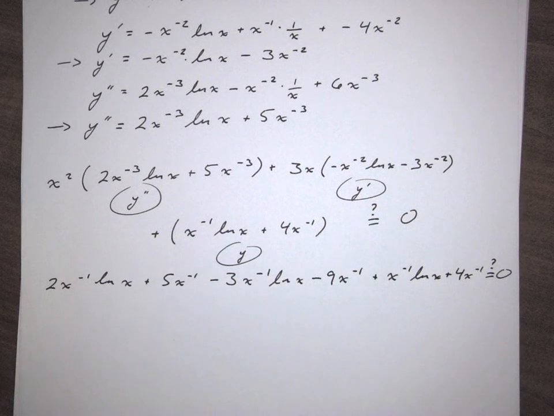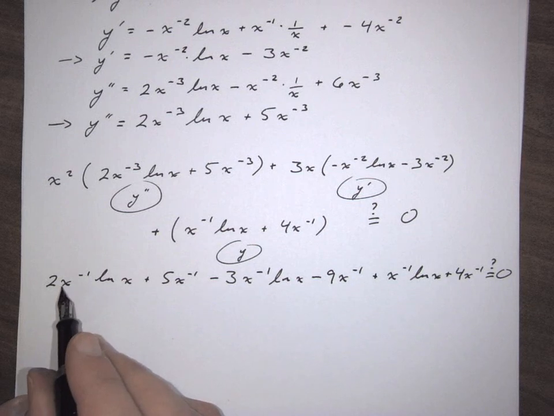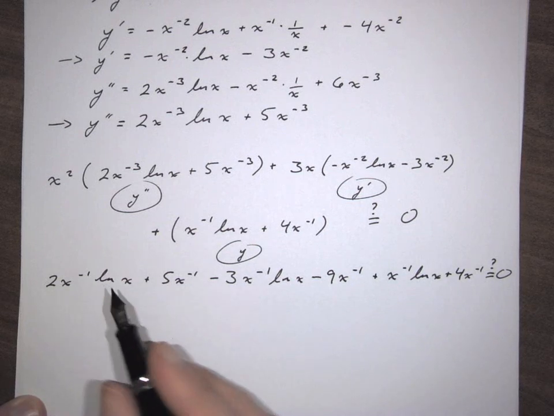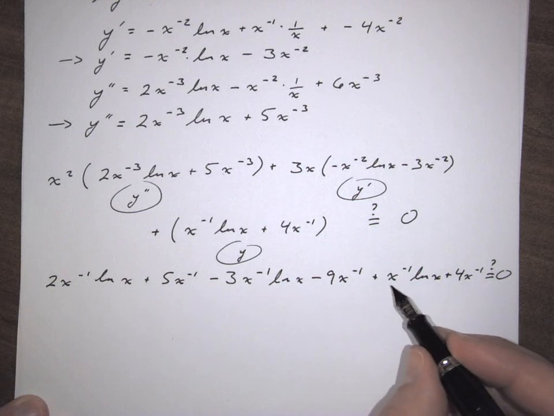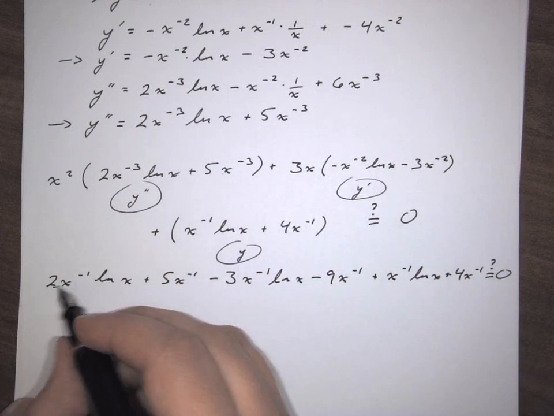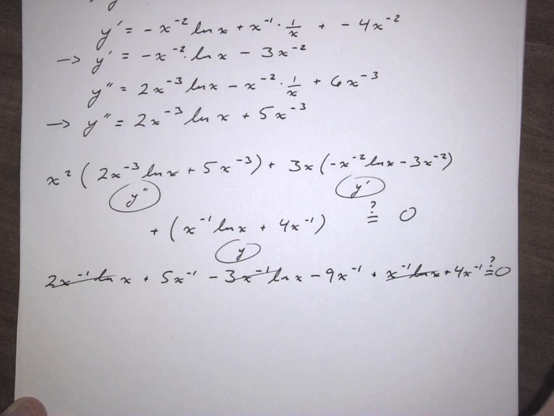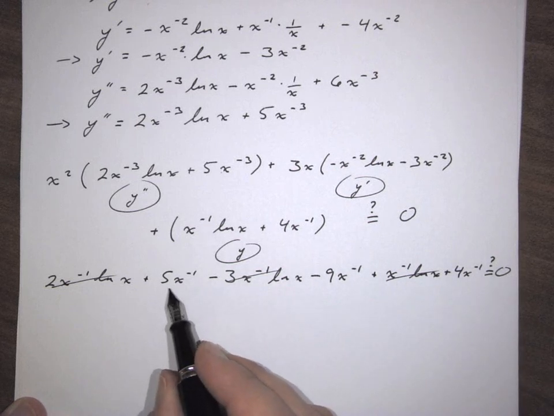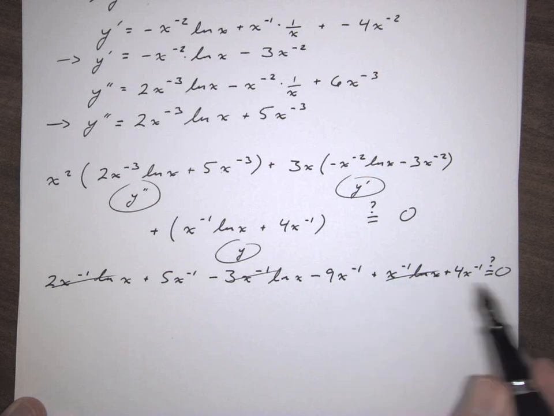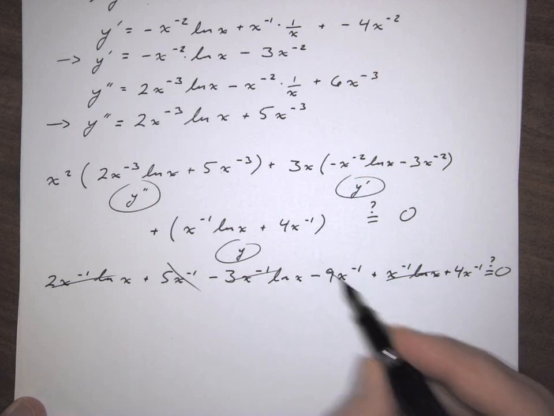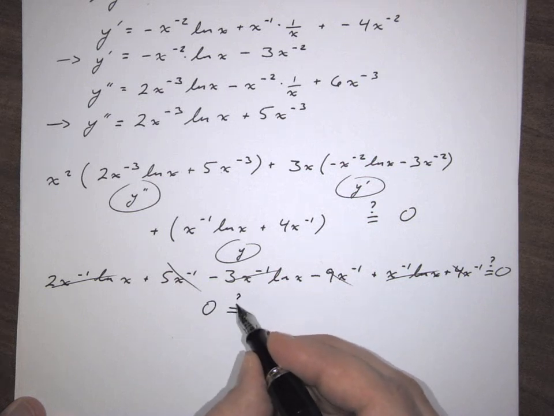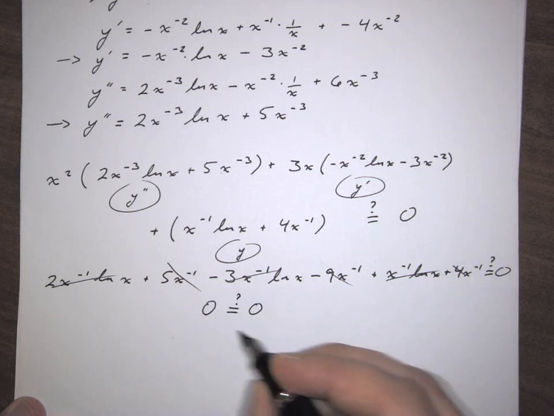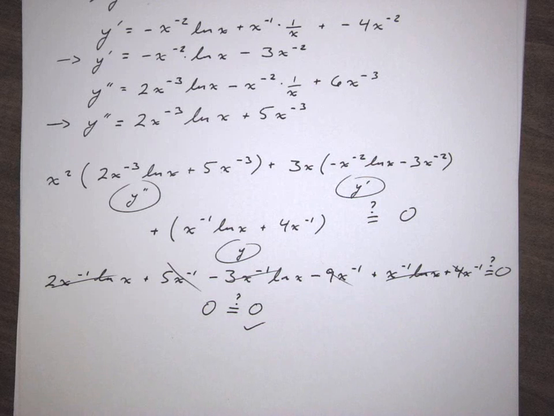And if we look at the pieces in play, we have 2x to the negative 1 ln x, minus 3x to the negative 1 ln x, plus 1x to the negative 1 ln x. So those three things all cancel each other out. And similarly, on the x to the negative 1 terms, we have plus 5, minus 9, plus 4. Sure enough, those all cancel each other out as well. And we have 0, which is supposed to equal, on the other side, 0. Checks out.